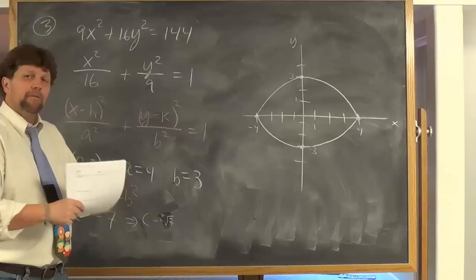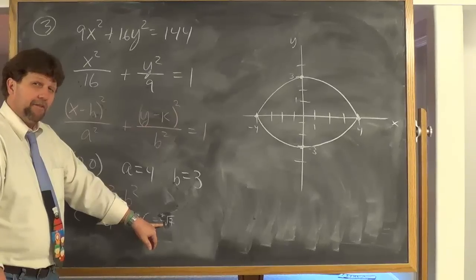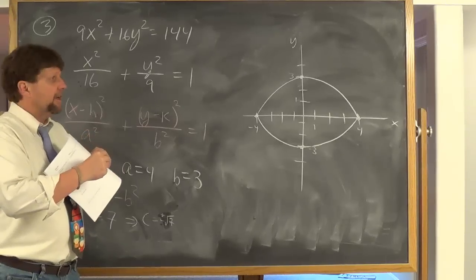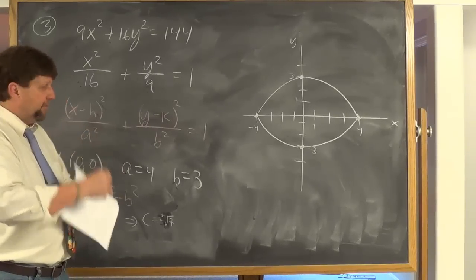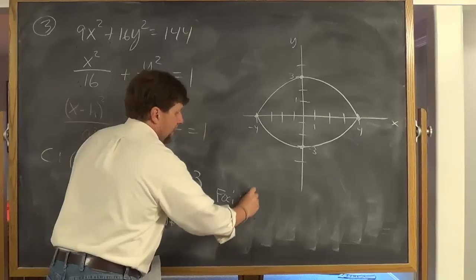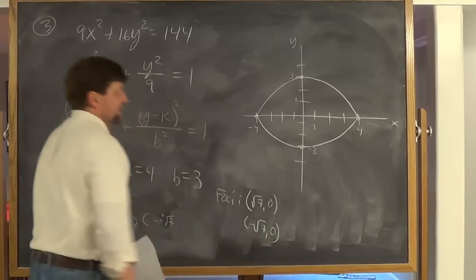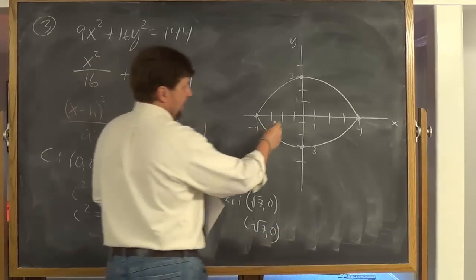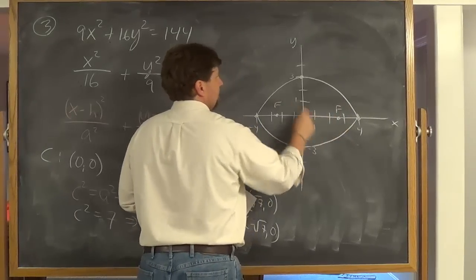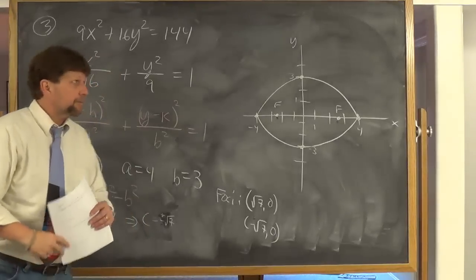Now it's a matter of me labeling where the foci are. And the plus or minus square root of 7 tell me the foci. Remember, the foci will be on the major axes. So that means for this problem, the foci are on the major axes. The foci are at square root 7, 0 and negative square root 7, 0, which is about right here and about right here. This is the square root 7, 0, and this is negative square root 7, 0.